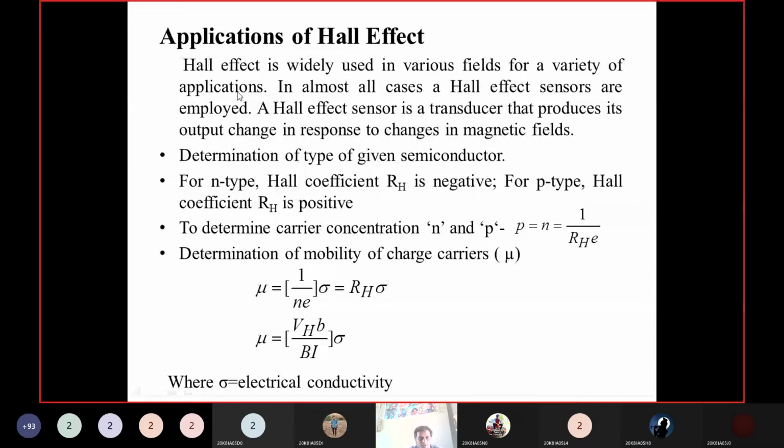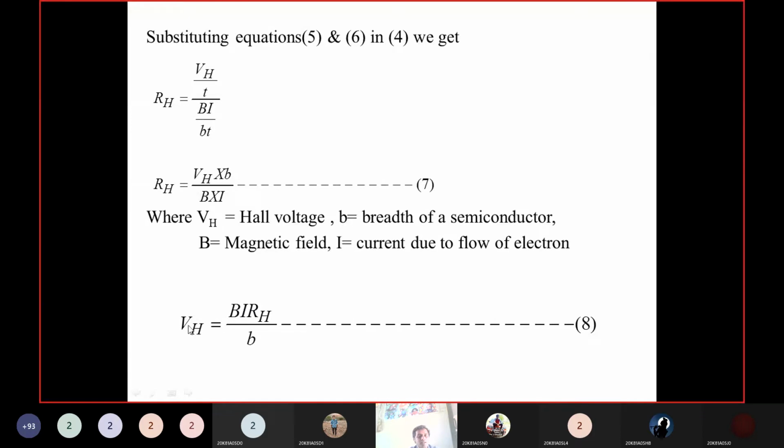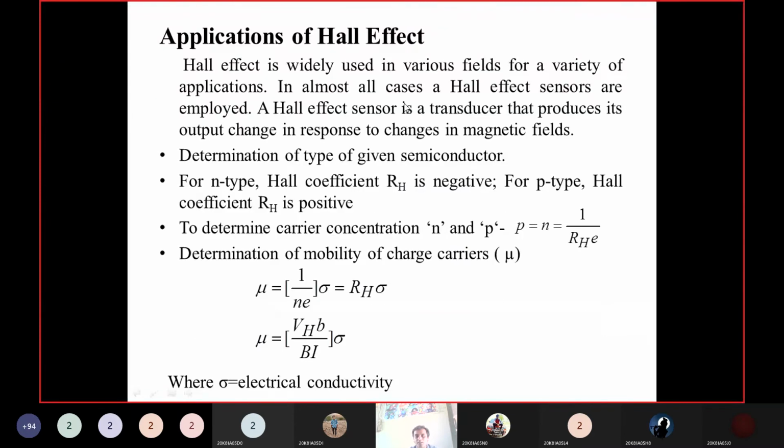Okay, a Hall effect sensor is a transducer that produces a change in its output in response to changes in the magnetic field. That means if the magnetic field changes, what happens? Either the Hall voltage will change as well as the Hall coefficient. So based on this formula, we can detect the change in the magnetic field. We can simply measure the voltage by using a voltmeter. If there is any change in voltage in that specimen, there will be a change in magnetic field. So based on this phenomenon we can measure how the magnetic field is changing. So by using the Hall effect we can measure it. Okay, that is the first application.